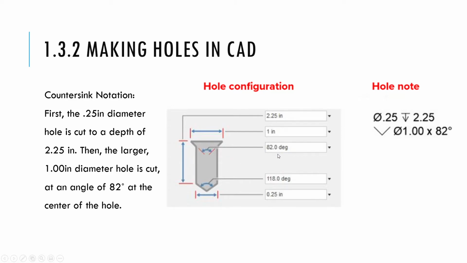82 degrees. So what it says is, I've got a hole I'm going to drill with a diameter of 1/4 inch, and that's going to go down 2.25 inches, and then I'm going to add a countersink feature with a diameter of 1 inch at the surface, and it's going to have an 82 degree angle in the center.